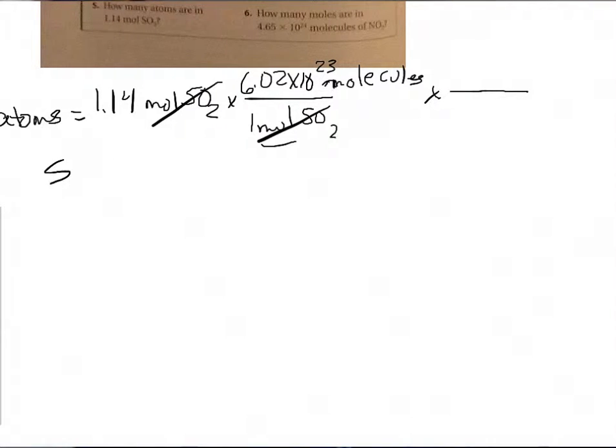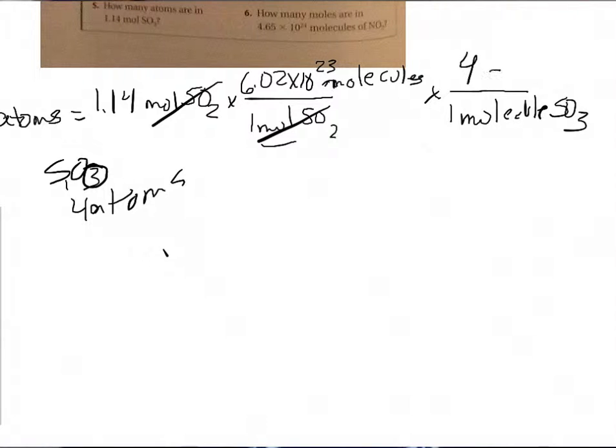So we're looking at SO3. You can see there's 1 and 3, so there's 4 atoms. So we can say that one molecule of SO3 is 4 atoms. So I'm going to take 1.14 times 6.02 times 10 to the 23rd, and then times 4, and I get 2.75 times 10 to the 24th atoms.